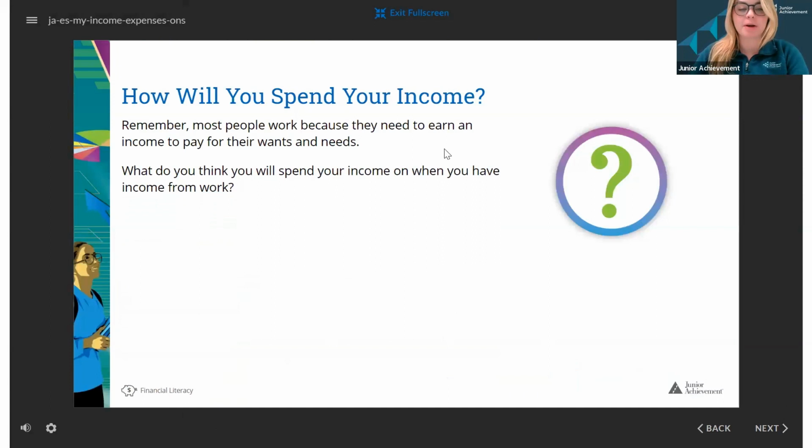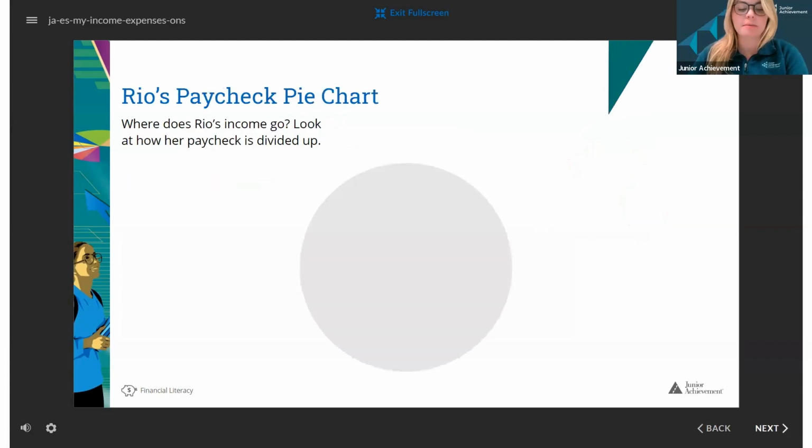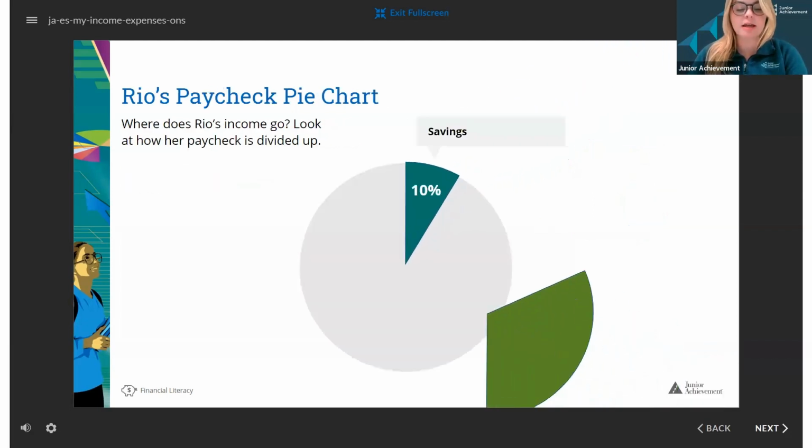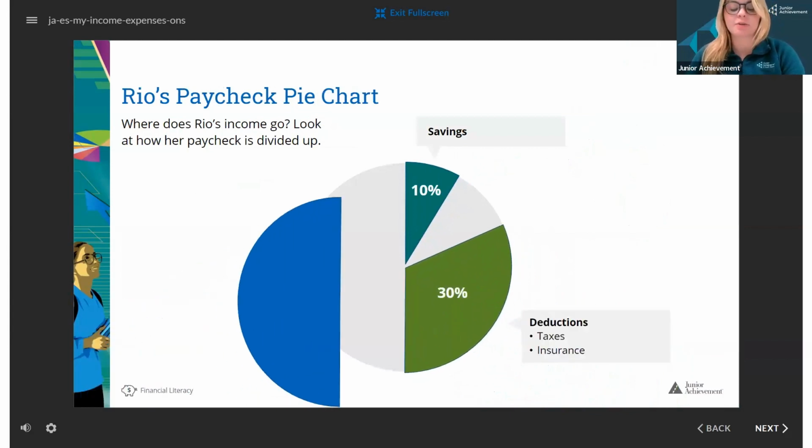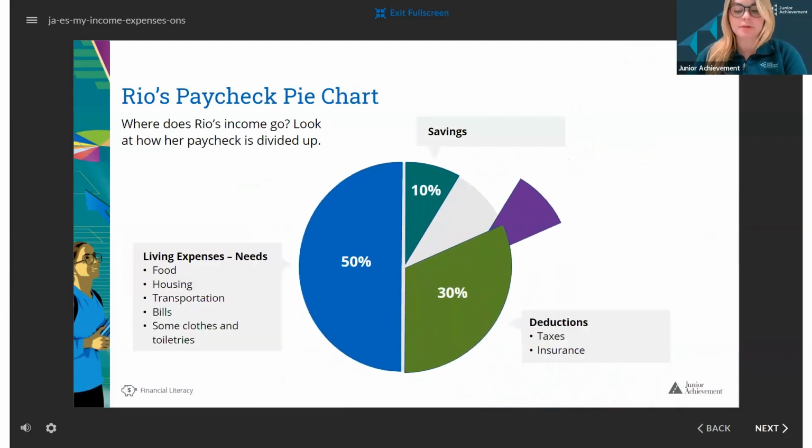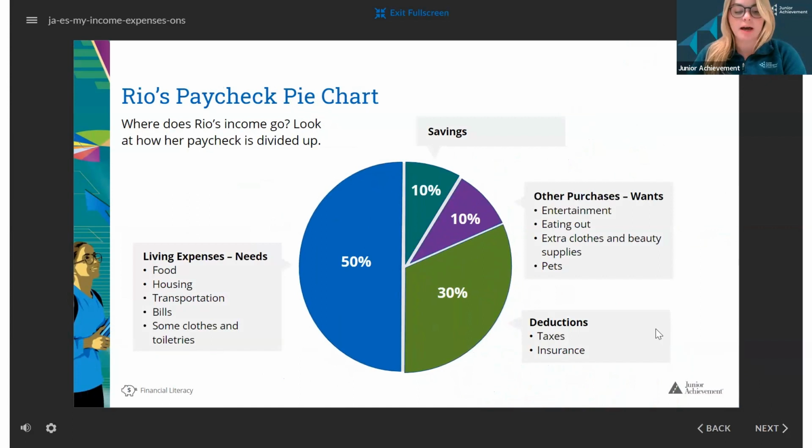Again, we have another prompt or two that we're going to talk about with the students. And then from here, if you have not done so already, please hand out the student worksheet. Students begin on the side that is titled Rio's Paycheck Pie Chart. Students will take notes by copying percentages and the bullet points under each of the categories while you go through each of the parts of the chart.